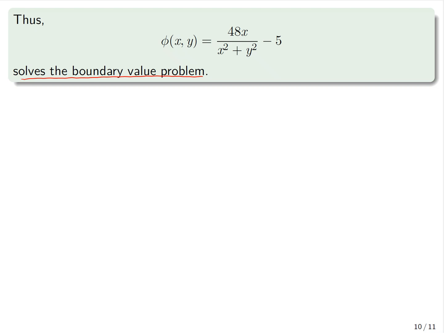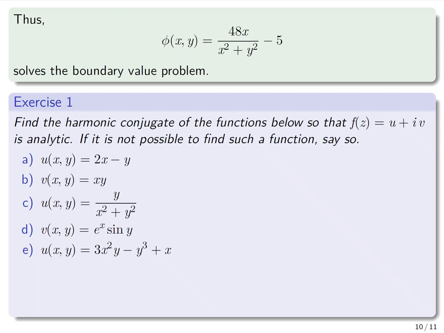So now you can try these problems as practice problems. In the first one, they say find the harmonic conjugate of the function below so that u plus iv is analytic. In some problems, u is given, the real part is given. In some other ones, the imaginary part is given. And you know that it does not really matter. The only thing is how you write it. And if you cannot do it, because you know that it has to be harmonic, you check first whether it's a harmonic function, whether it satisfies the Laplace equation. If it does not, then you cannot find it.